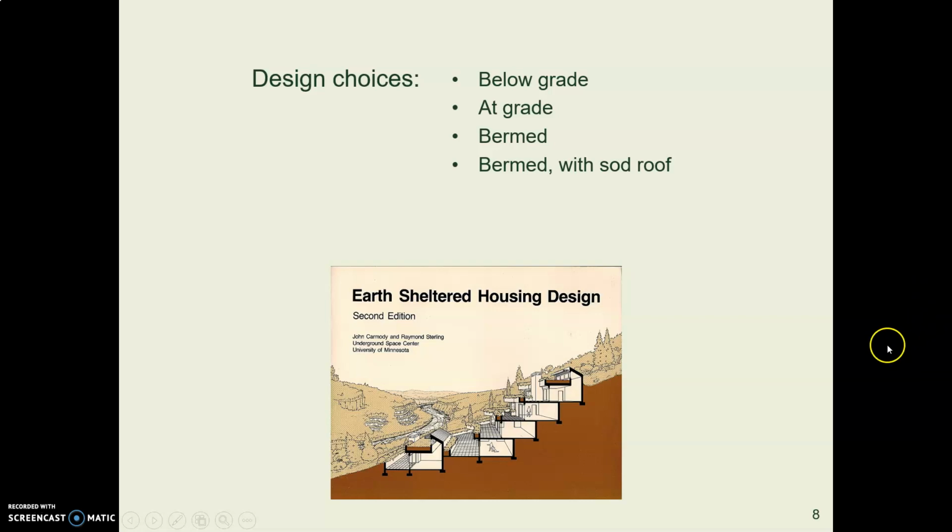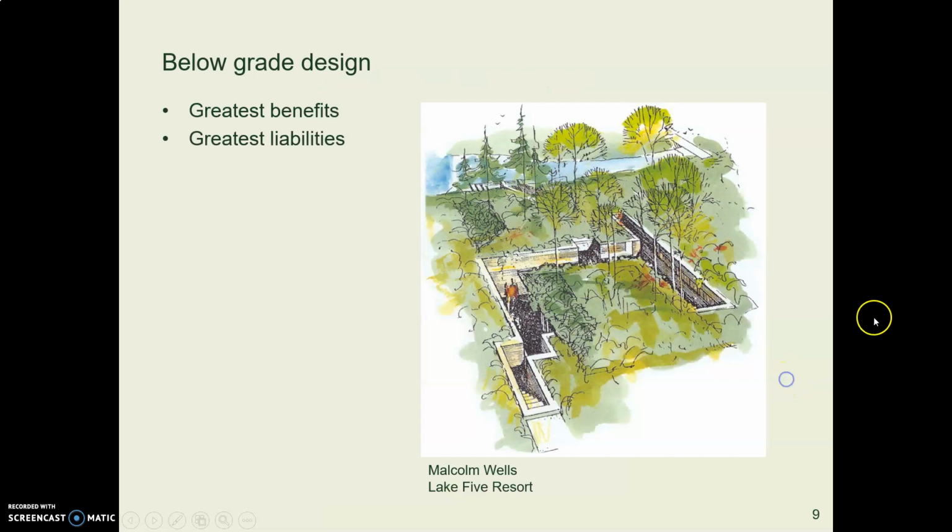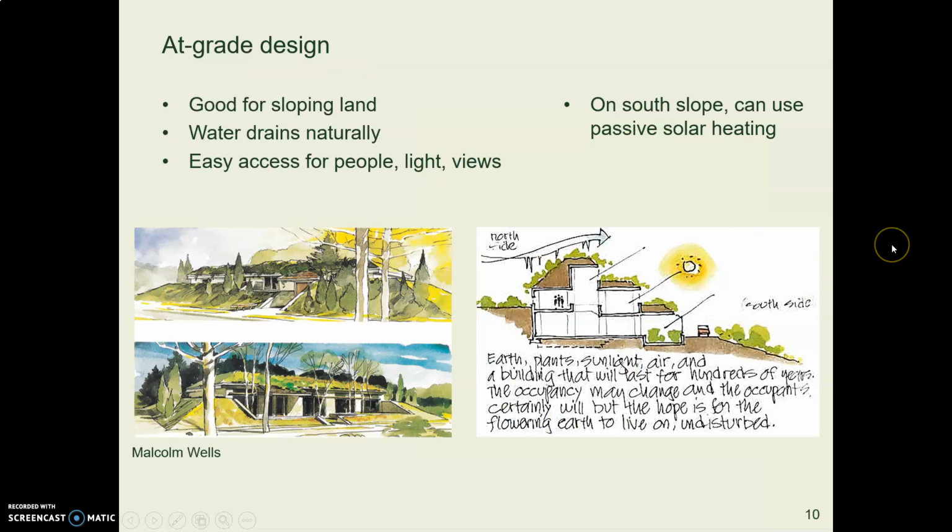You can install your earth-sheltered design in a variety of ways, from all the way below grade to up on top of the grade with a berm. Below grade gives you the biggest benefits and also the biggest challenges. At grade, cut into sloping land, can be easier to build with. It also provides good access for people and for sunlight. And if you're facing south, it's easy to use passive solar heating.